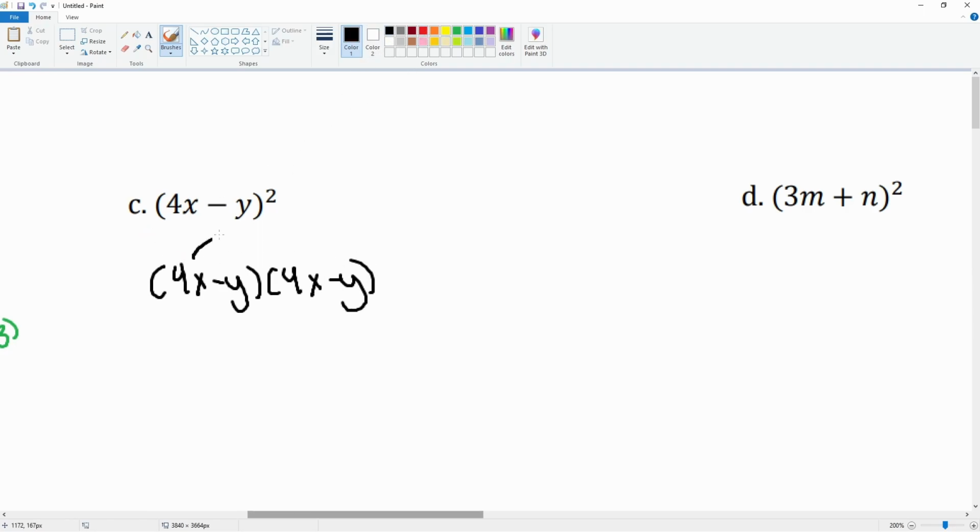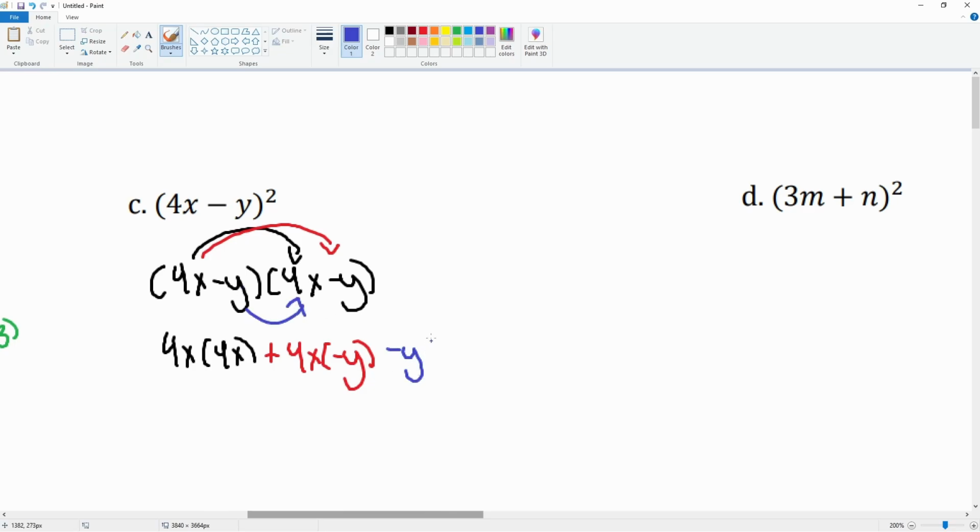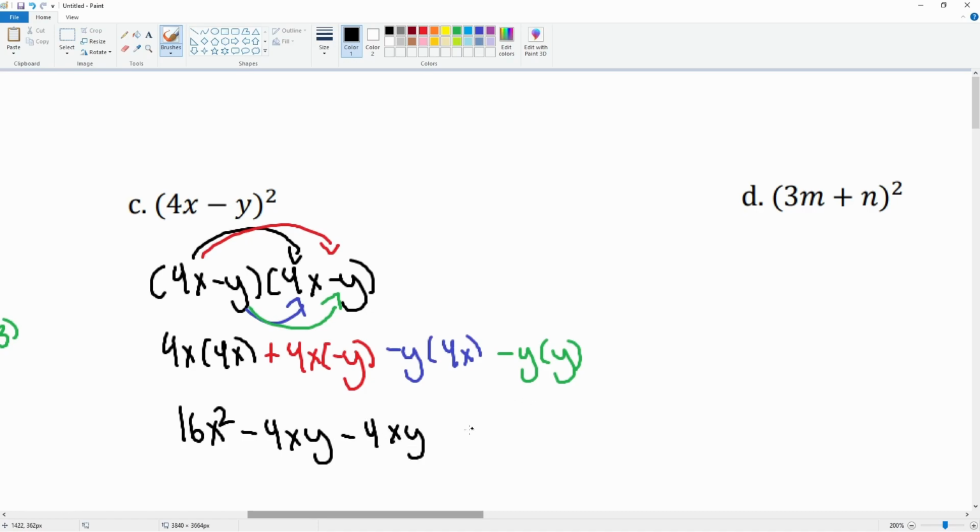Now we're going to distribute. So 4x, parentheses 4x. 4x times the negative y. Negative y times 4x. And then negative y times negative y. If you write it out, it's much easier. 4x times 4x is 16x squared. 4x times negative y is negative 4xy. Negative y times 4x, it is a negative 4xy. Negative y times negative y is y squared, negative.